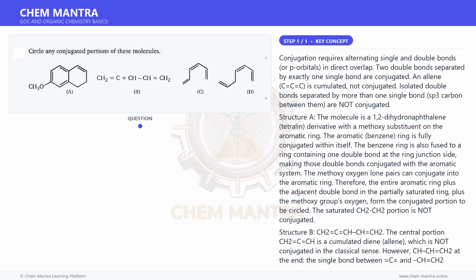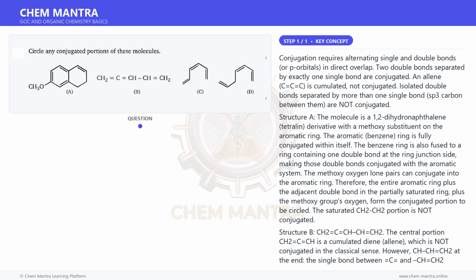Structure A, the molecule is a 1,2-dihydronaphthalene (tetralin) derivative with a methoxy substituent on the aromatic ring. The aromatic, benzene, ring is fully conjugated within itself. The benzene ring is also fused to a ring containing one double bond at the ring junction side, making those double bonds conjugated with the aromatic system.